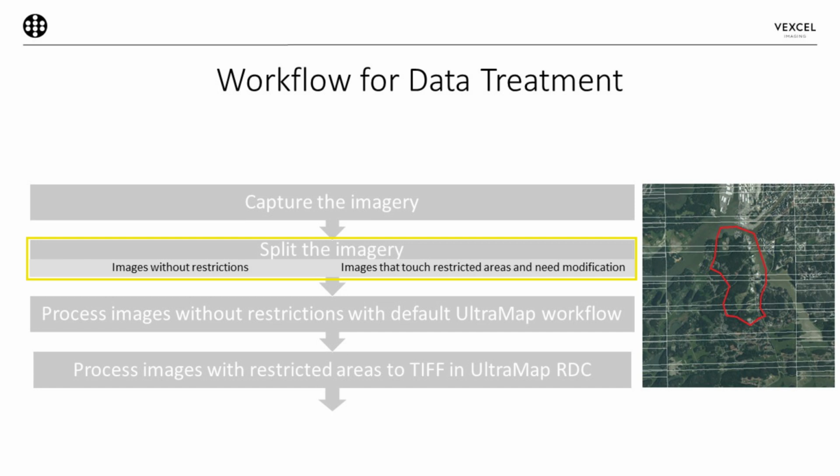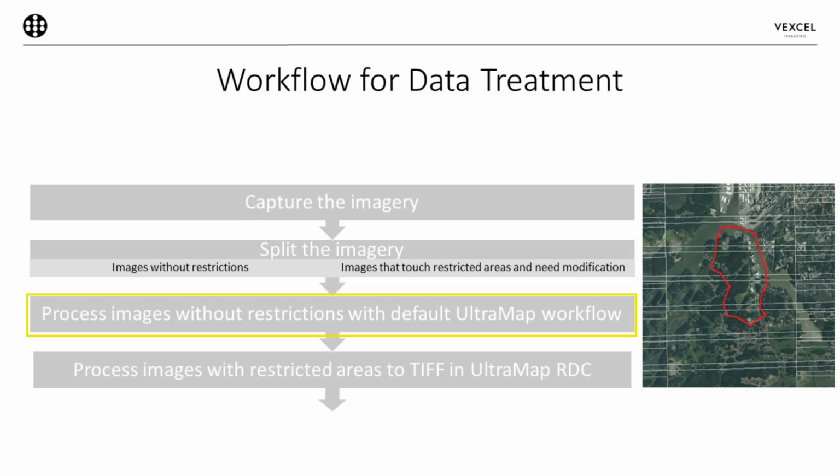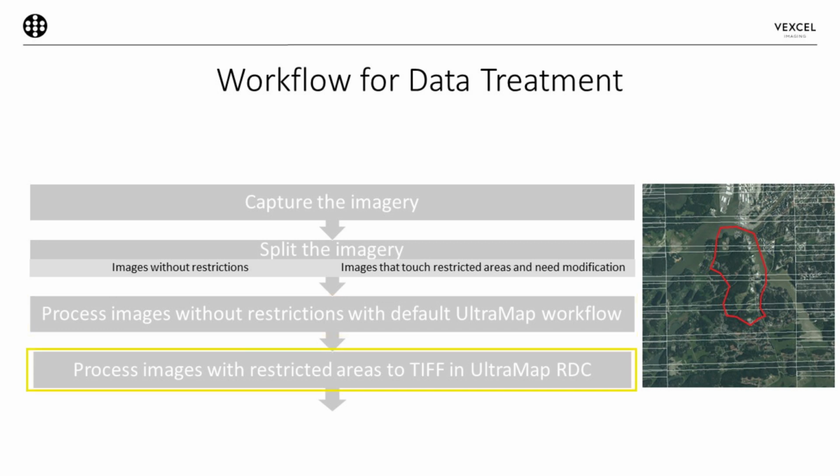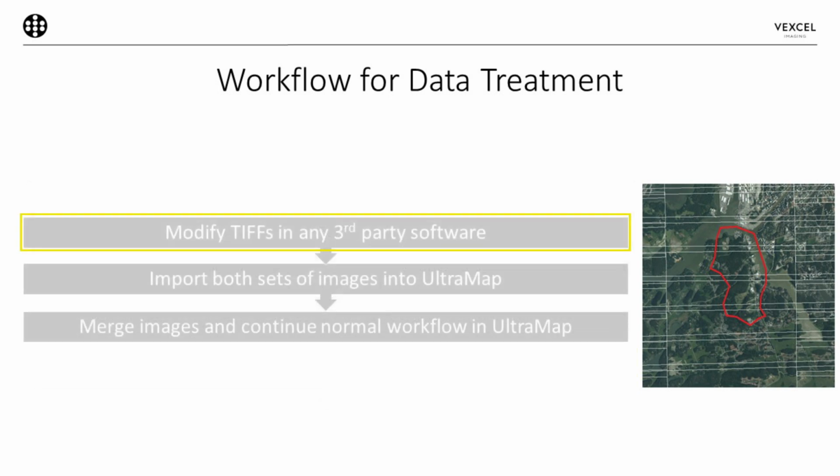Next, the images that are fine can be processed in UltraMap with the default workflow. For the other part of the images, the UltraMap Raw Data Center provides an option to create TIFF files. In the next step, these TIFF files can then be blurred or pixelated in any third-party software according to the needs of the authorities or government.